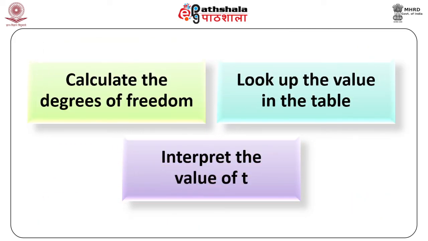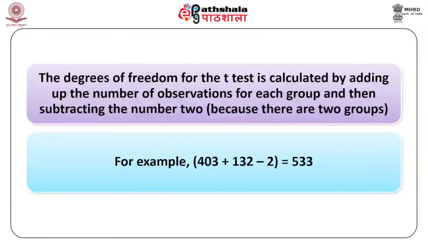To interpret the results, we have to calculate the degrees of freedom, look up the value in the table, and interpret the value of t. Degrees of freedom. The degrees of freedom for the t-test is calculated by adding up the number of observations for each group and then subtracting the number 2 because there are two groups.